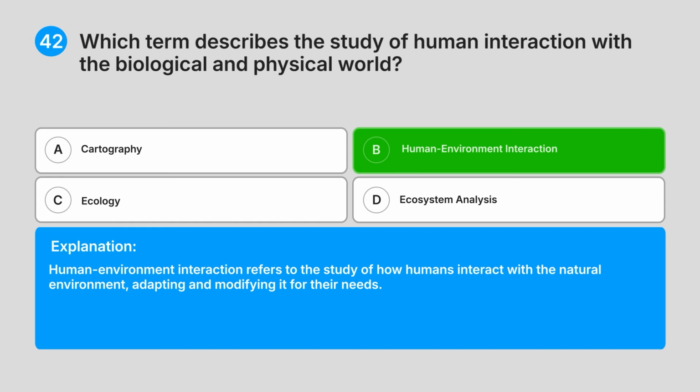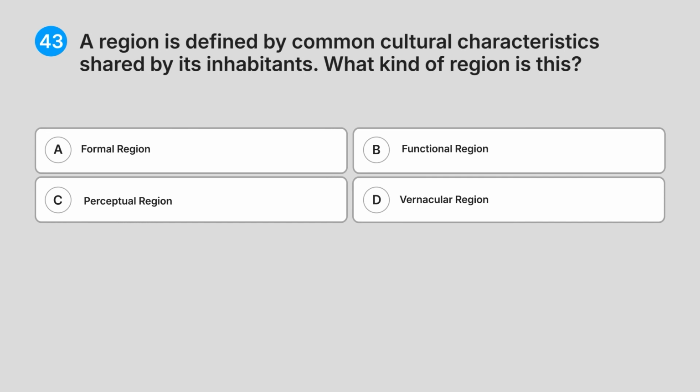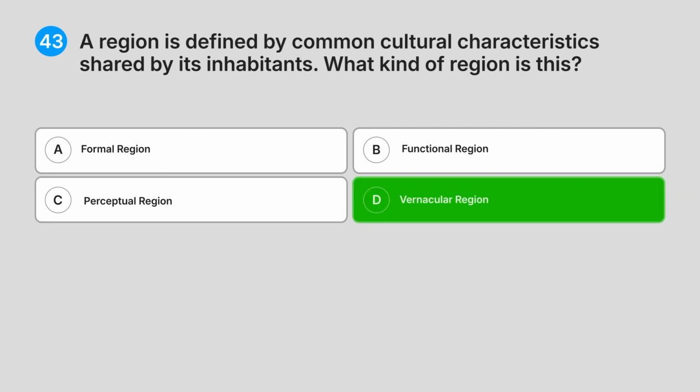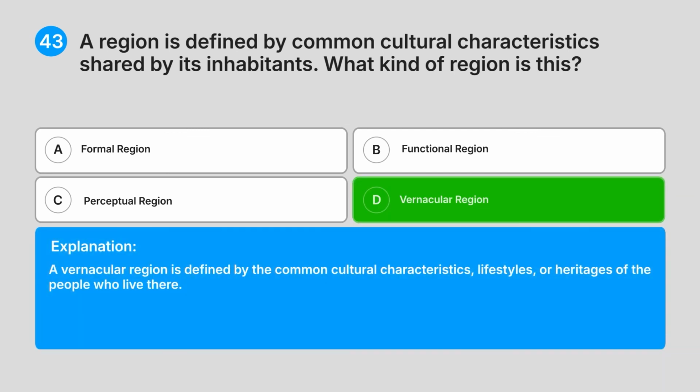for their needs. 43. A region is defined by common cultural characteristics shared by its inhabitants. What kind of region is this? A. Formal region. B. Functional region. C. Perceptual region. D. Vernacular region. Do you know the answer? Correct answer. D. Vernacular region. Explanation. A vernacular region is defined by the common cultural characteristics, lifestyles, or heritages of the people who live there.